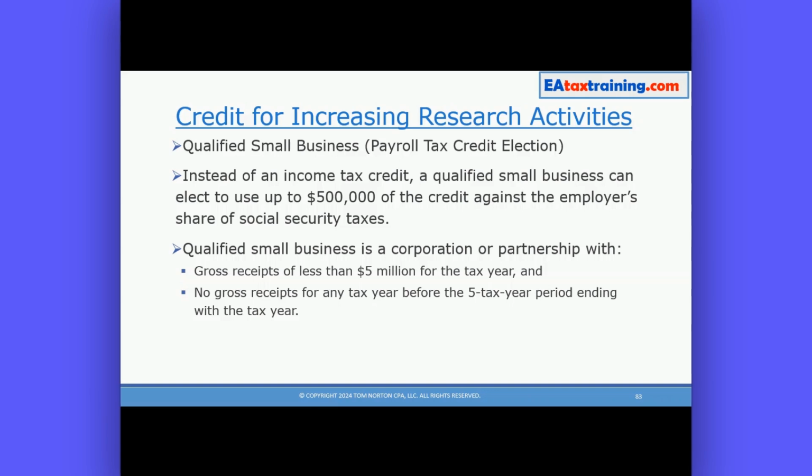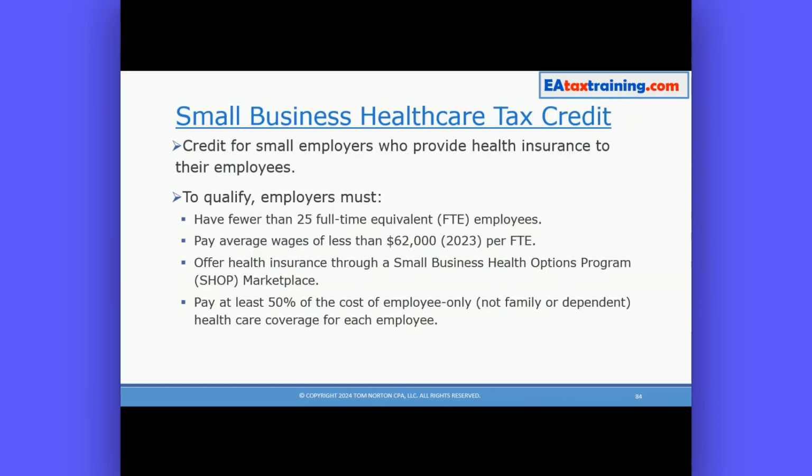So they're probably going to have less than $5 million for the tax year and no gross receipts for any tax year before the 5-year tax period ending with this tax year. So again, this we're looking at startups. So what this says is less than 5 million this year and no gross receipts in the 5 years before this year. And so that's what this is targeted for, these smaller startup type of businesses.